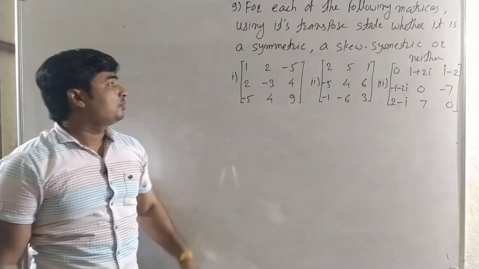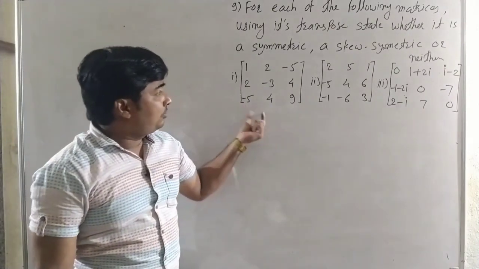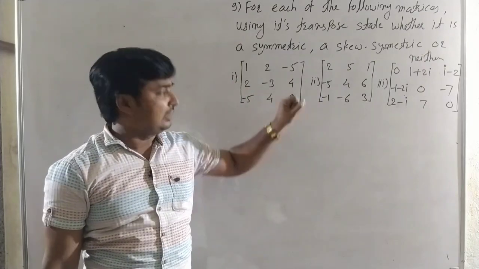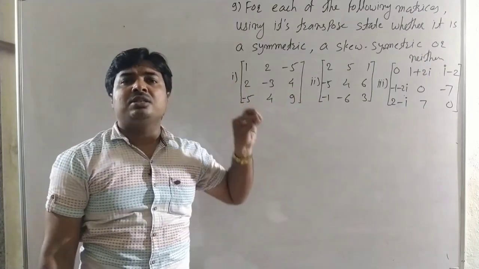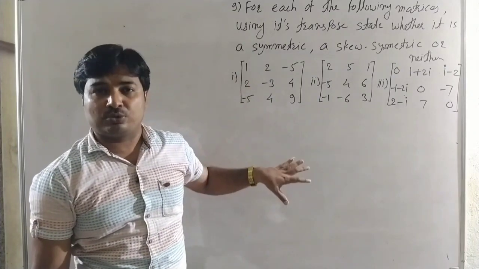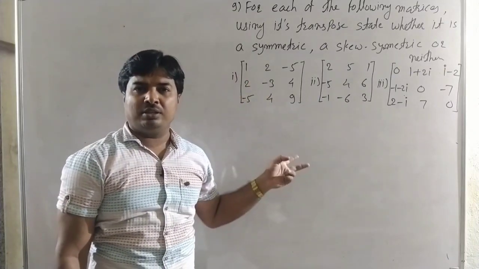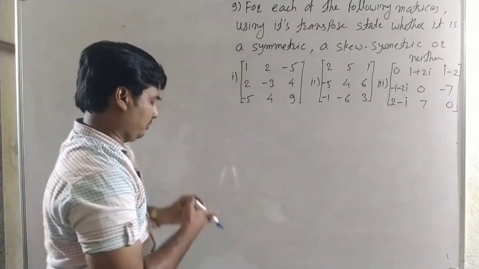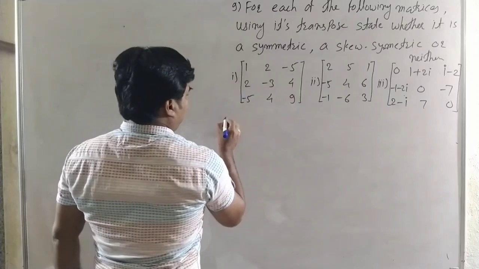We have to check which is symmetric, skew symmetric, or neither. Symmetric matrix means a matrix is equal to its transpose. And skew symmetric means a matrix is equal to minus of its transpose. Okay, now consider the first.